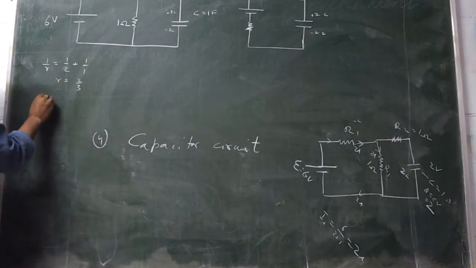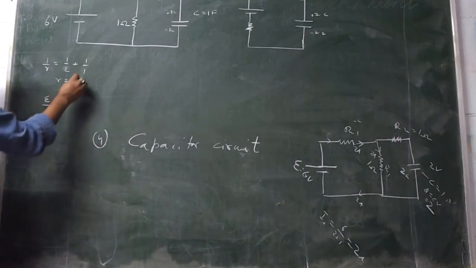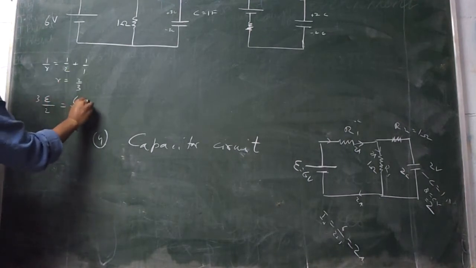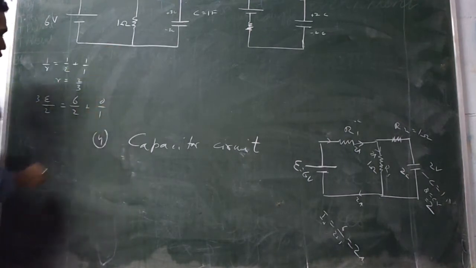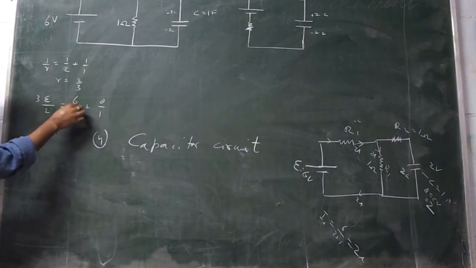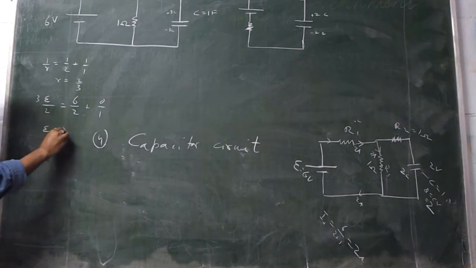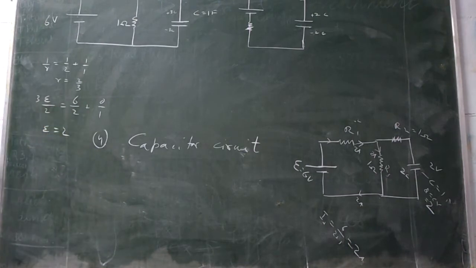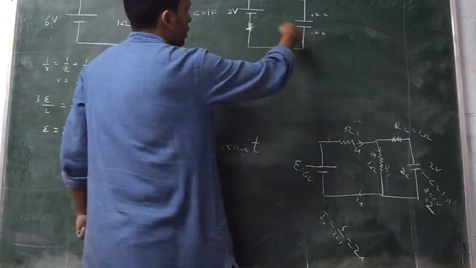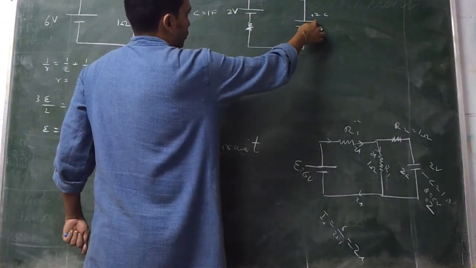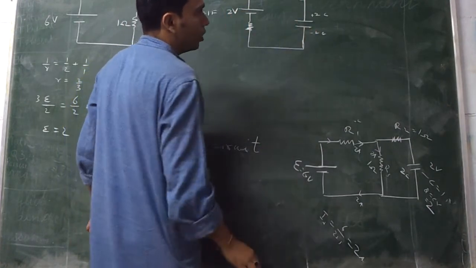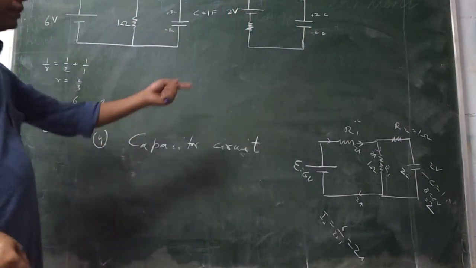The EMF of the battery, E by R, which is 2 by 3, is equal to 6 by 2 plus 0 by 1. So this is 3, and that 3 cancels with 3, so E is equal to 2. So this is equivalent to a 2 volt battery over here, which is obviously true, because we will see that if it is a 2 volt battery, then only it stops at 2 coulomb final charge. So you do it anyway, you will get the same thing.